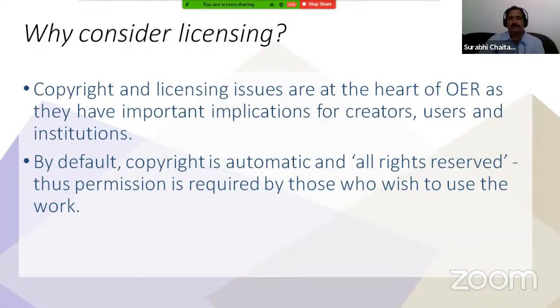Copyright and licensing issues are the heart of open educational resources, as they have important implications for creators, users, and institutions. By default, copyright is automatic and all rights are reserved. Thus, permission is required by those who wish to use the work. Now, I already told you, by default, whatever we share on social media is copyrighted by us only. All rights are reserved. The first time we share on the web, all rights are reserved. Nobody can change our content, our ideas.